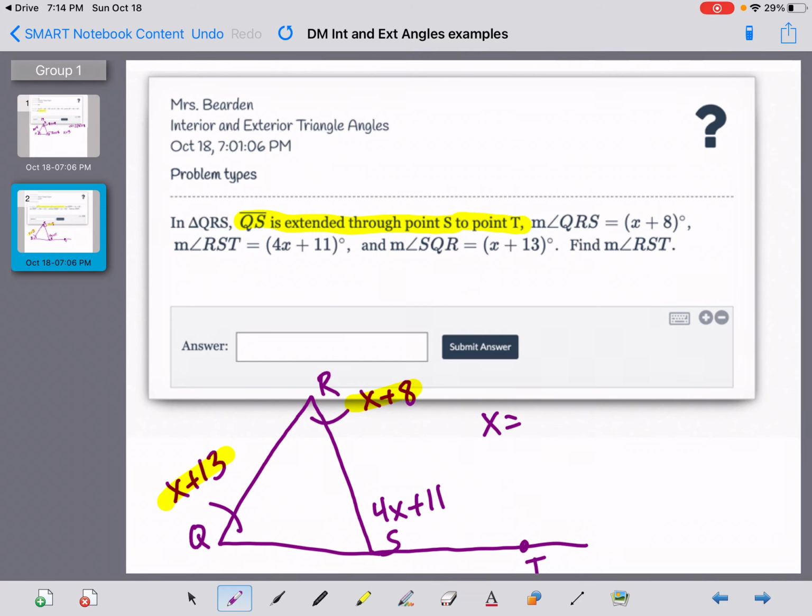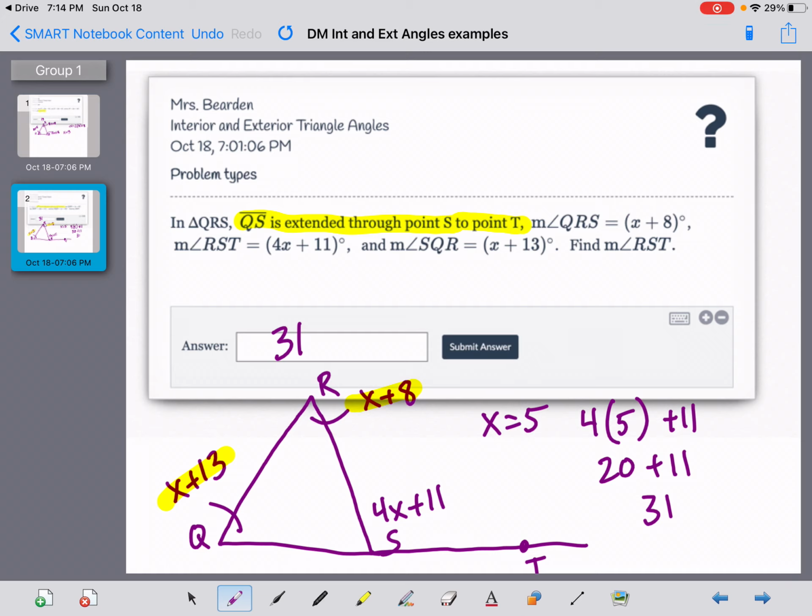What is my question asking for? RST. All right, RST is that exterior angle. So for this one, we do have to substitute. So that would be 20 plus 11, and then that would be 31. So this time, type in 31, hit submit.